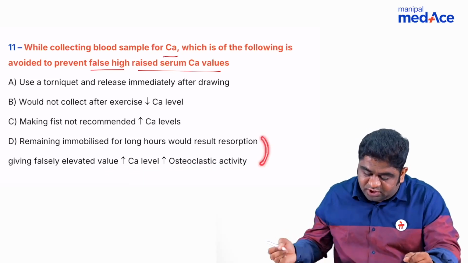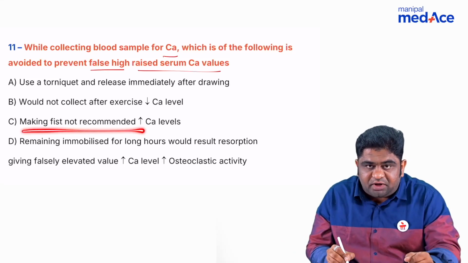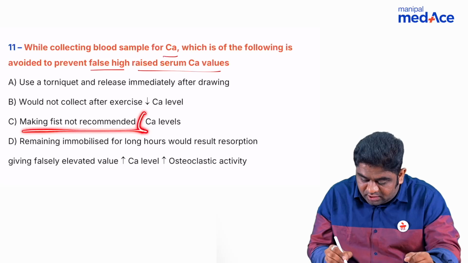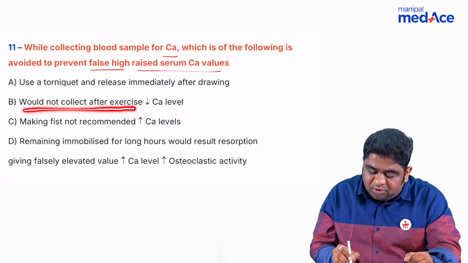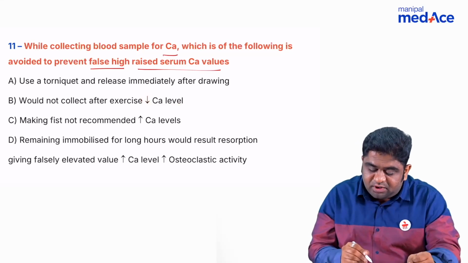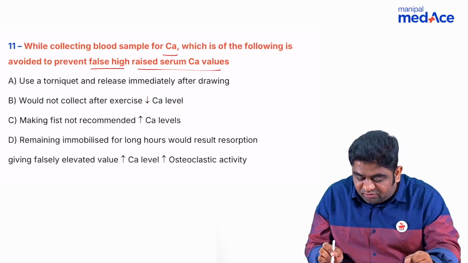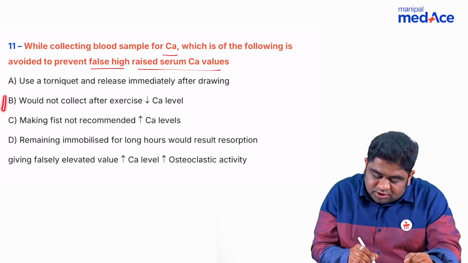So this is a true statement. Making a fist is not recommended because of low pH, the calcium levels will be higher. This is a true statement. Would not collect after exercise because after exercise pH is lower, calcium level should be higher. This is a wrong statement. Use a tourniquet and release immediately after drawing. That is an acceptable statement. So among these, the false statement may be this.